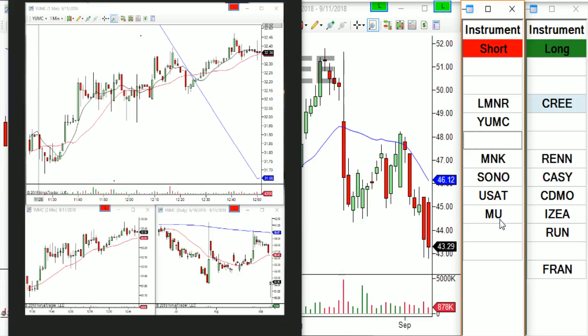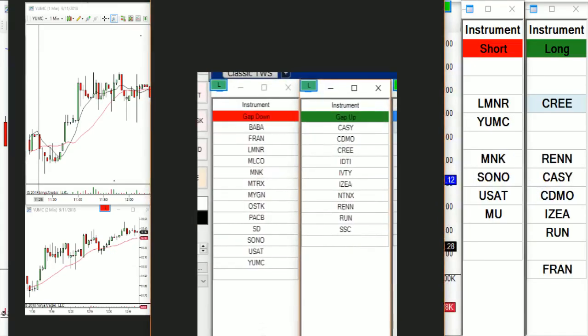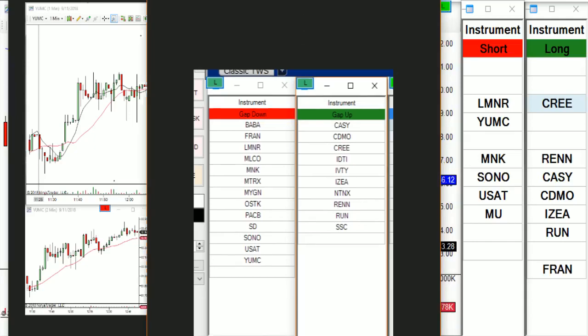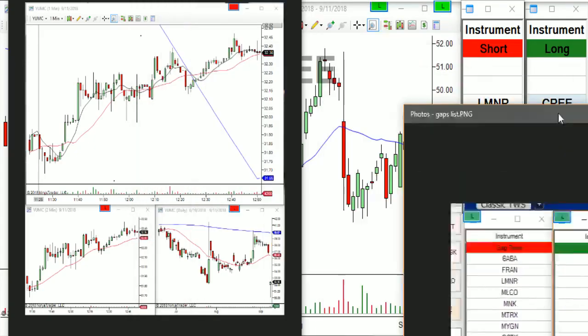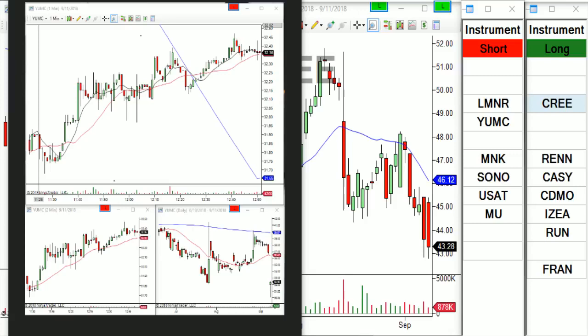Okay, so one last time, real quick. We start with the gaps list, right? We build the gaps list through scanners, through room members, right? We go over ranking the gaps list on multiple time frames. Sammy also does that in the open before the market opens as well, which is absolutely phenomenal.